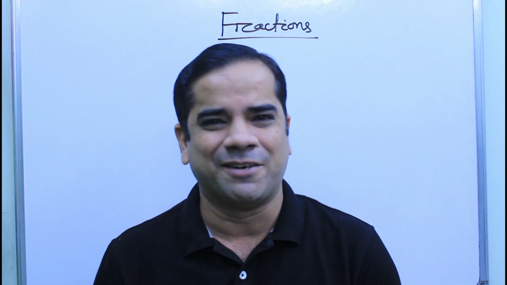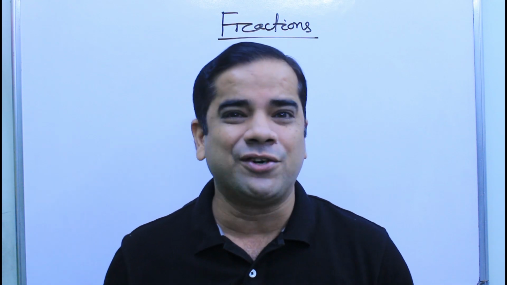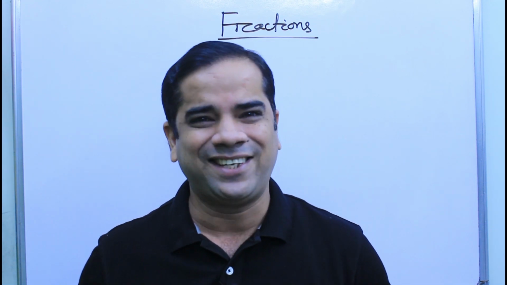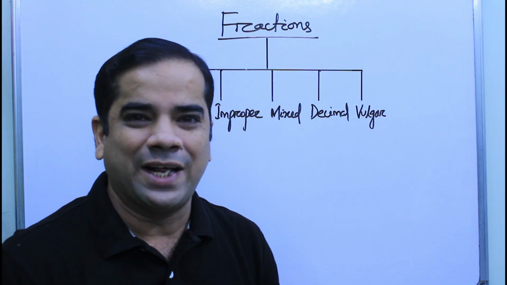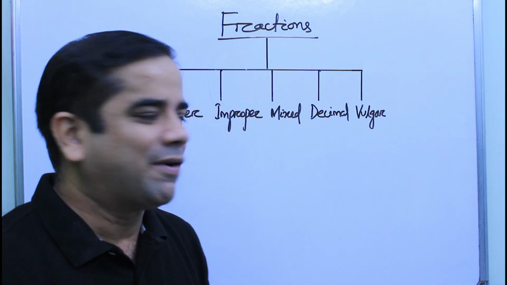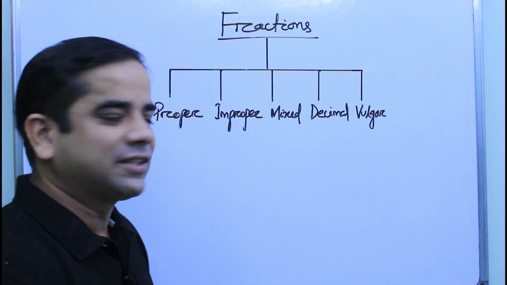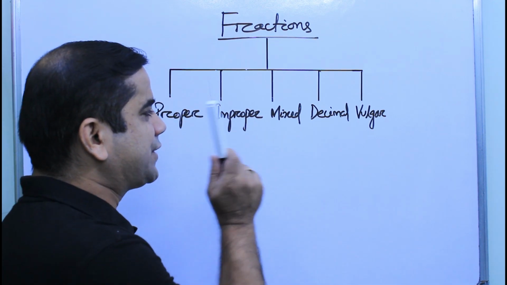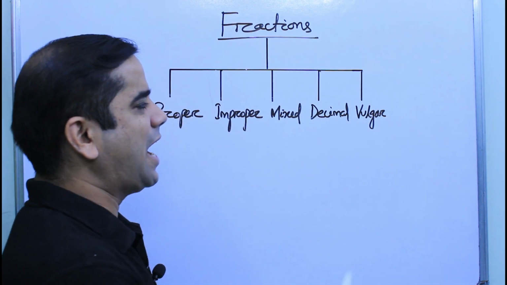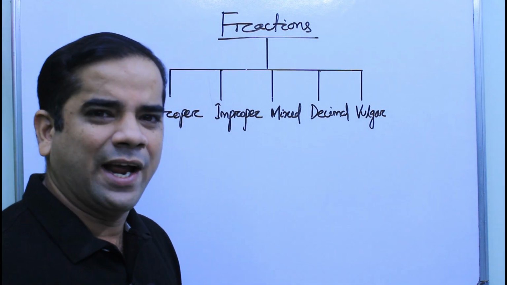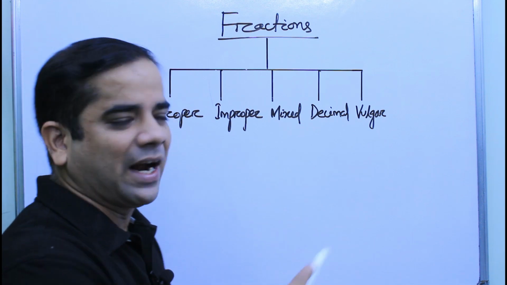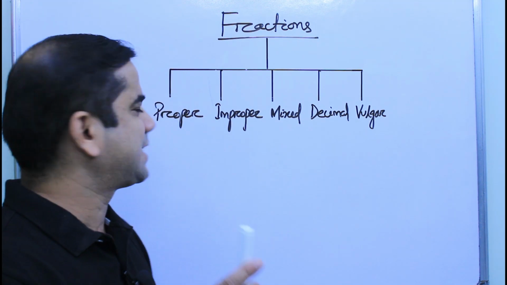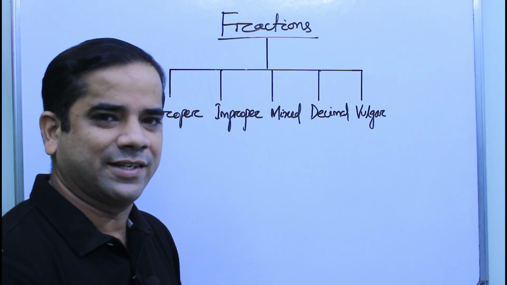Okay, so let us study something. Today we are going to discuss about the types of fraction. So let's start. So students, we are going to discuss about these types of fractions. These are proper fraction, improper fraction, mixed fraction, decimal fraction and vulgar fraction. Okay, we will discuss each of the fractions one by one. So let us now discuss about the proper fraction.